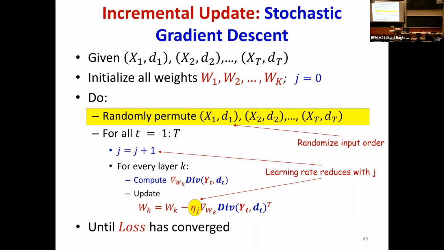But we also wanted the etas to shrink, because one simple way of saying that summation eta is infinity is to say all of them are the same size. But then that we know means that you're never actually going to get the correct answer. So you want it to shrink. So the second property that we're going to say is that the summation of eta i squared is finite.